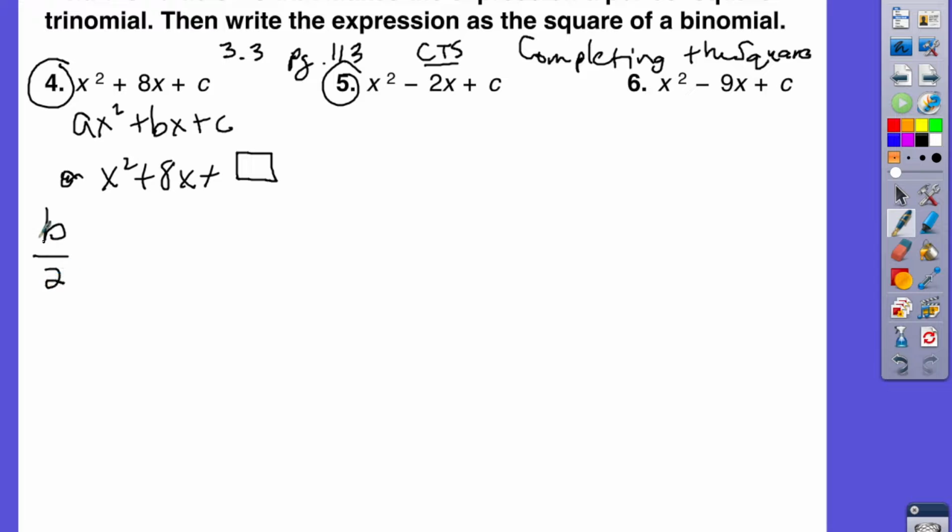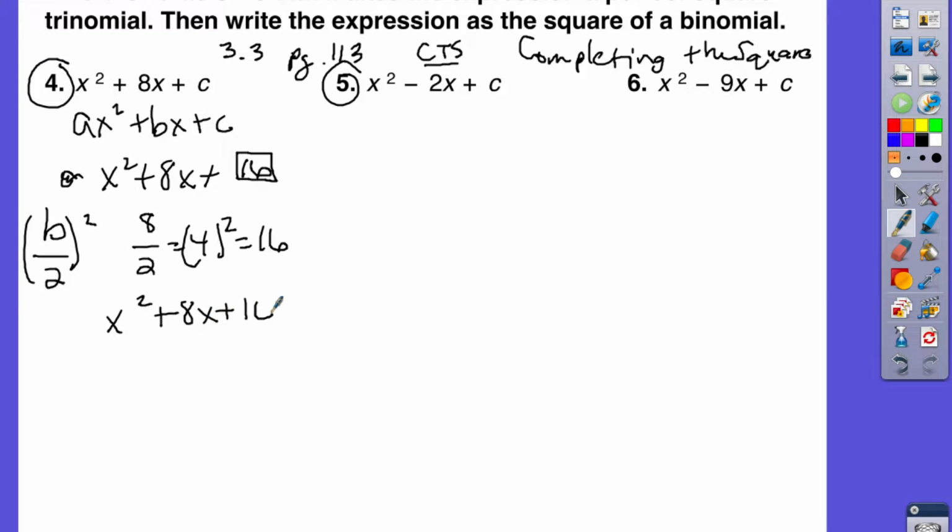It's b divided by 2 and then quantity squared. So in this case, b is 8. You're going to take 8, divide that by 2, and that's going to equal 4. Then you're going to take that 4 and square it, and that turns into 16. And that is going to be your magic number. The reason why it's important is because now you have a trinomial, which is a perfect trinomial square. And if you were to factor it, it's going to be x plus 4 quantity squared.